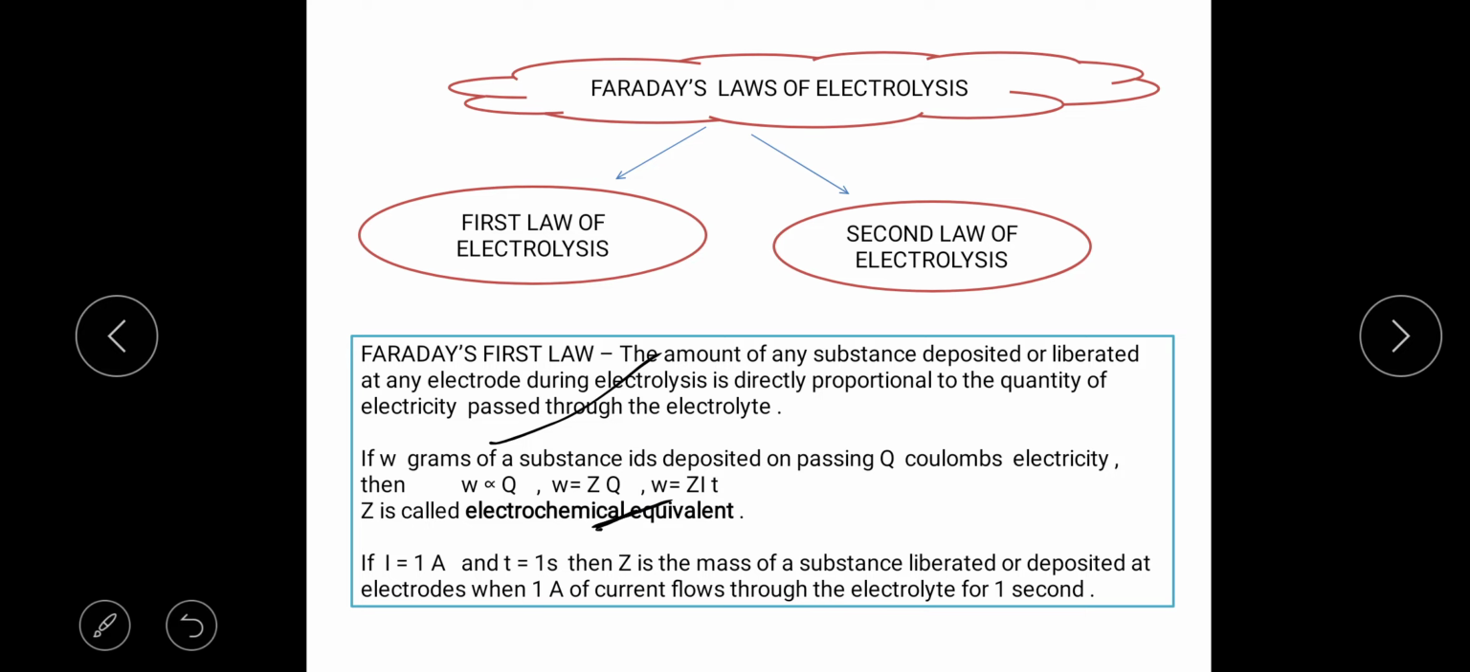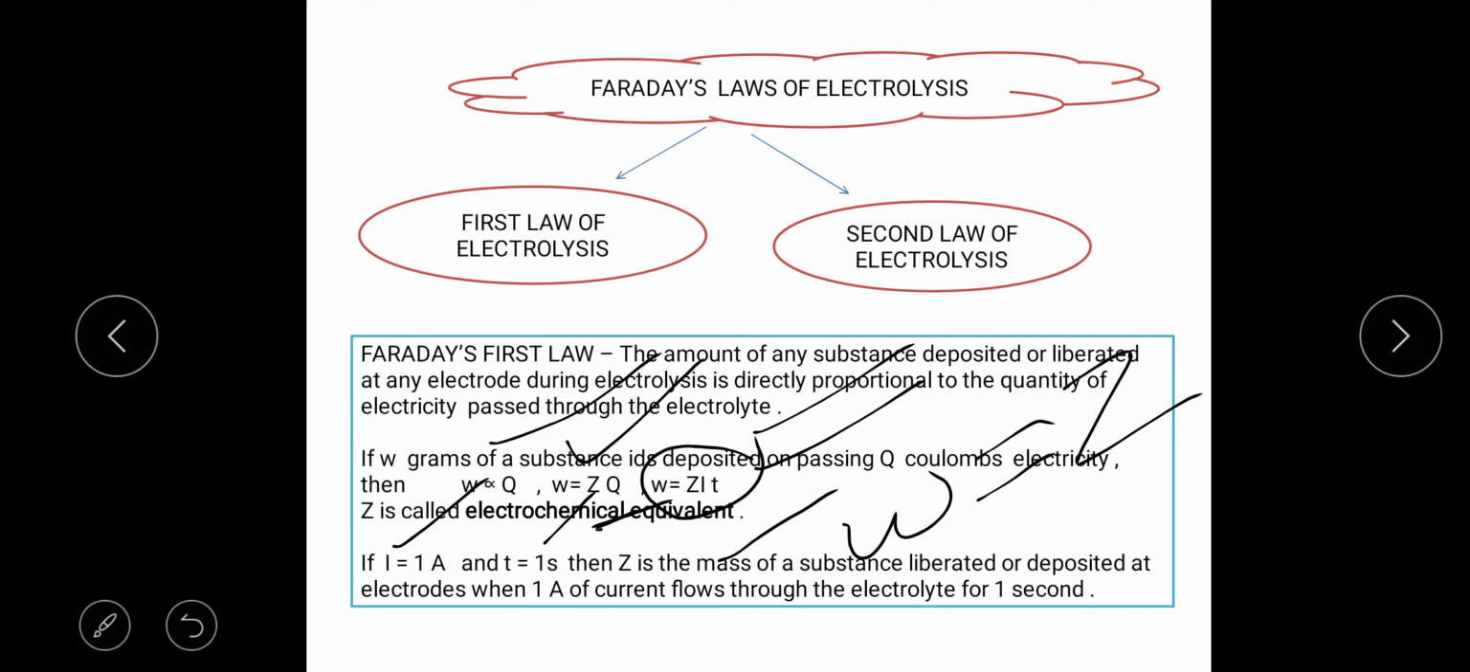We can write it in a different mathematical representation like this. W is equal to ZQ. What is Z here? That is called electrochemical equivalent. Now Q can be written as I into t. So this mathematical representation can further be written as W is equal to ZIt. Now what is Z here? How can we define it? Okay, take I as 1 ampere, t as 1 second. So Z can very easily be defined. Z now becomes equal to W.